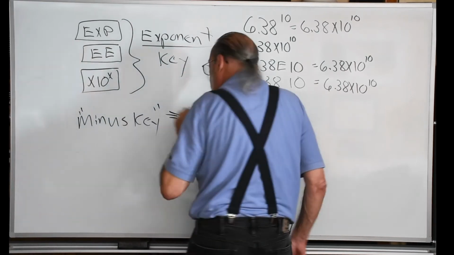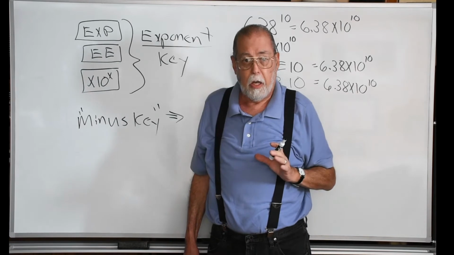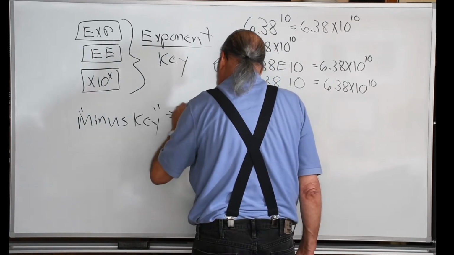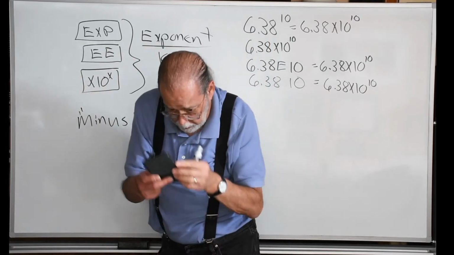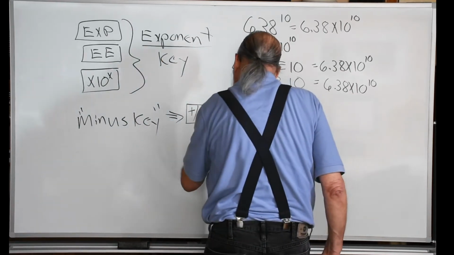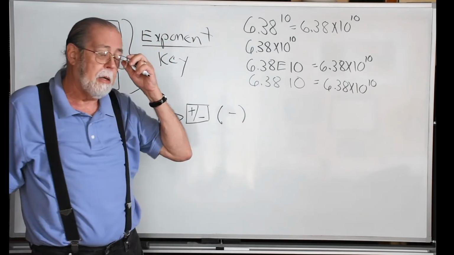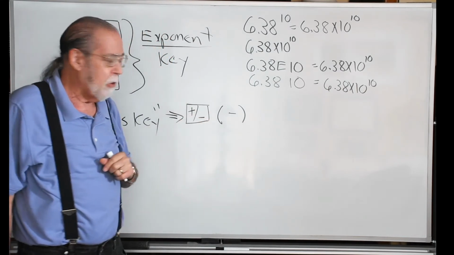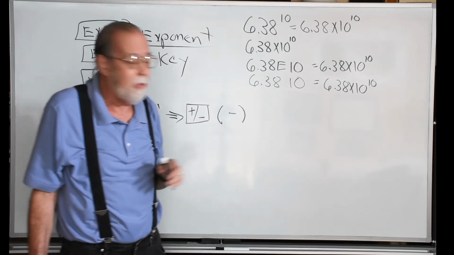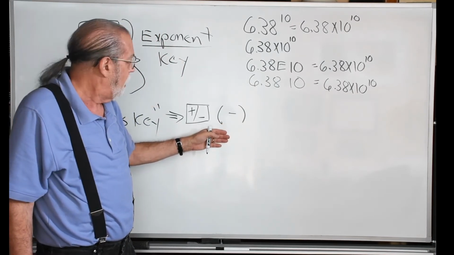It, again, is different on different calculators. It might be marked plus/minus. That is how it is done on mine. It might be marked like this. And when you press that button, it puts in the minus sign, which effectively multiplies the number by -1. This is how you put in a negative number.